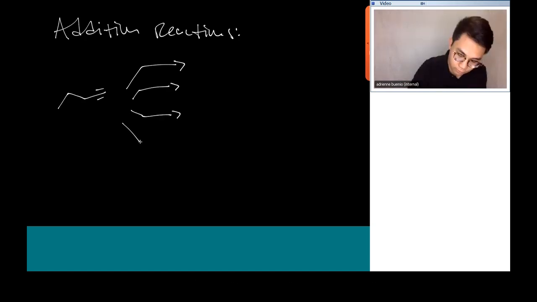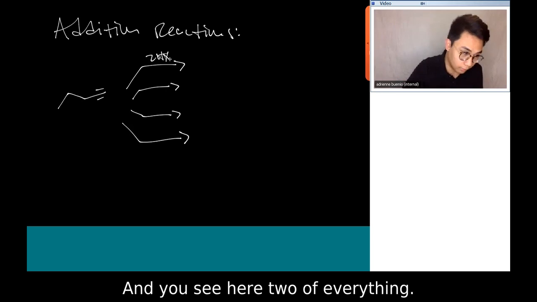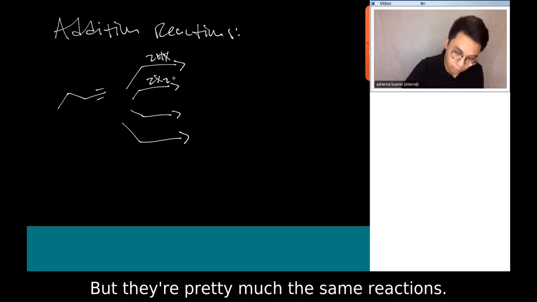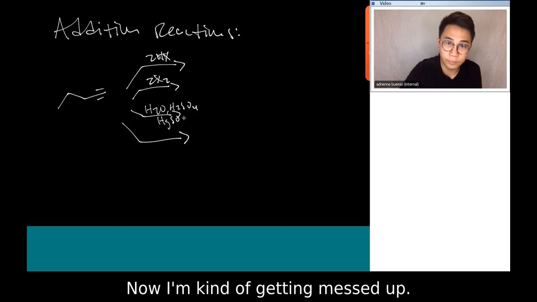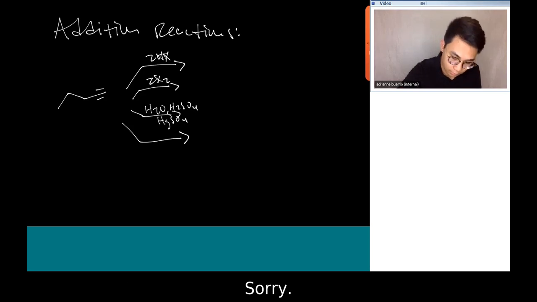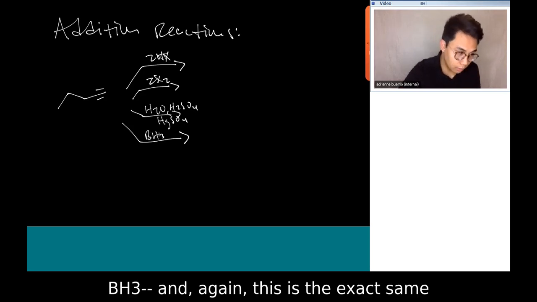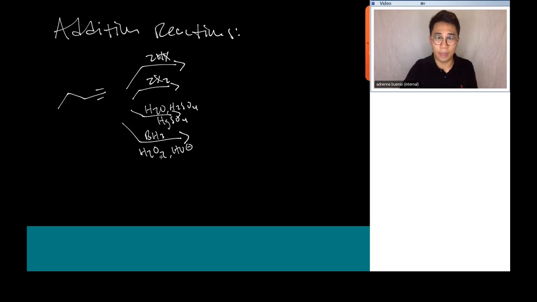I think I drew these too short, but you see here 2 of everything, but they're pretty much the same reactions, right? Ooh, this one. That one kind of got messed up. Sorry. CH3. And again, this is like the exact same as the one for the alkenes, right?